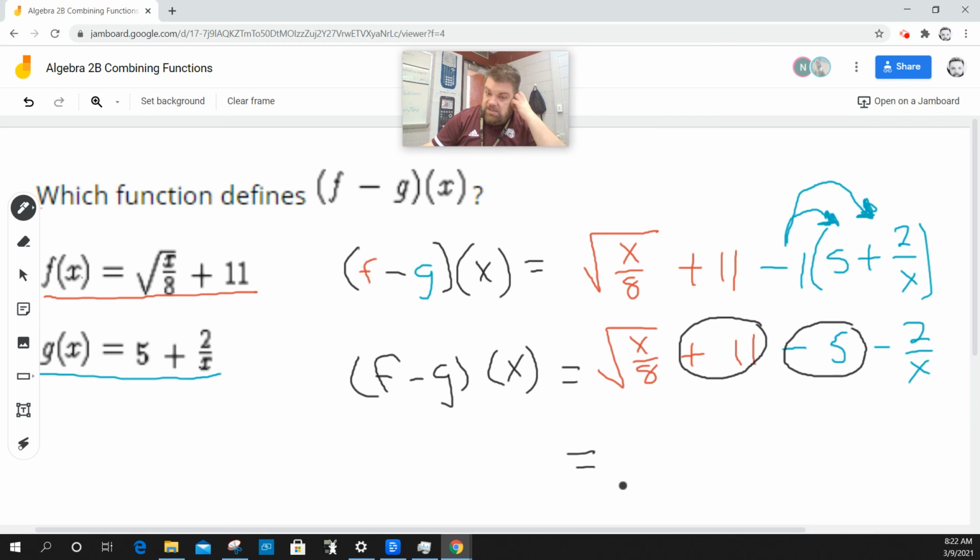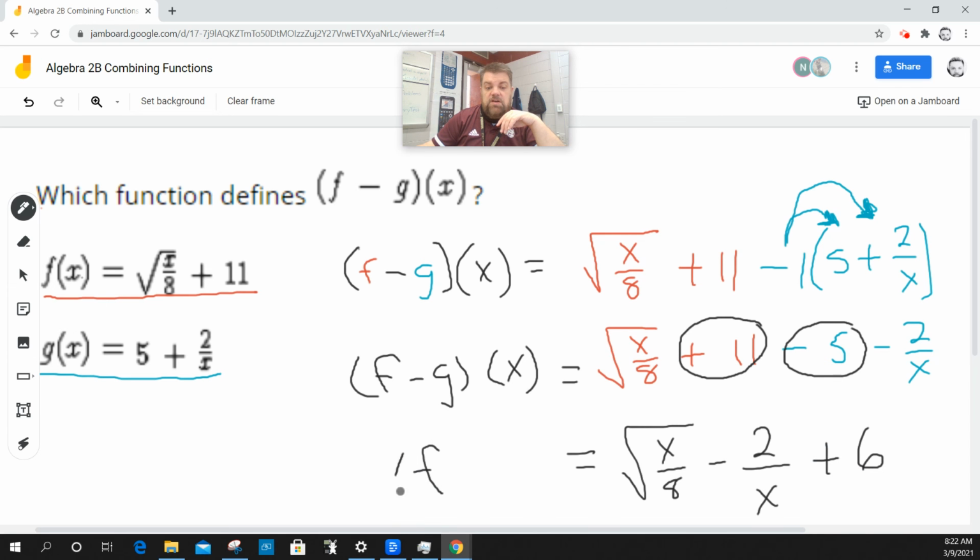So let me think here. I could simplify this, but truthfully, it doesn't help anything. So we just leave it as x minus 8. Then I'm going to toss this to the front, minus 2 over x. And then 11 minus 5 is a positive 6. And that is it. Our function f minus g of x. And that's it.